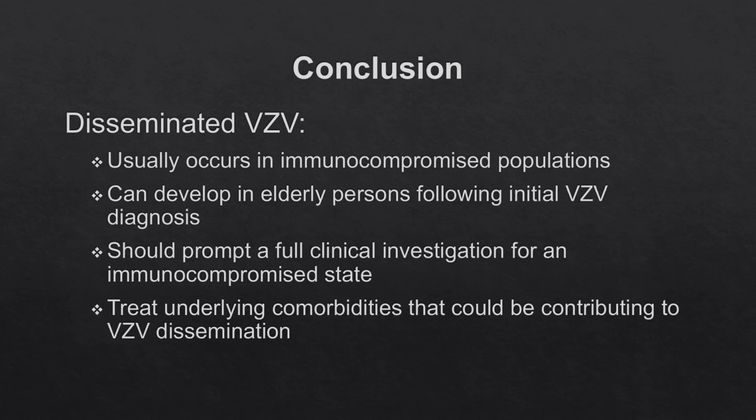So in conclusion, disseminated shingles usually occurs in immunocompromised populations. It can develop in elderly, otherwise immunocompetent persons following initial shingles diagnosis. It definitely should prompt a full clinical investigation for an immunocompromised state. And it's important to treat underlying comorbidities that could be contributing to shingles dissemination.